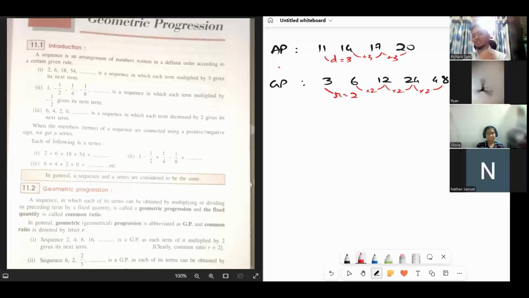Now, how did we find this D? In AP, we just have to subtract any two consecutive terms, right side minus left side. In GP, how do you find R? You have to divide. So 6 divided by 3 will give you 2, or you can do 12 divided by 6, or 24 divided by 12. So any two consecutive terms you can divide to get this R. Is it clear, Aman?